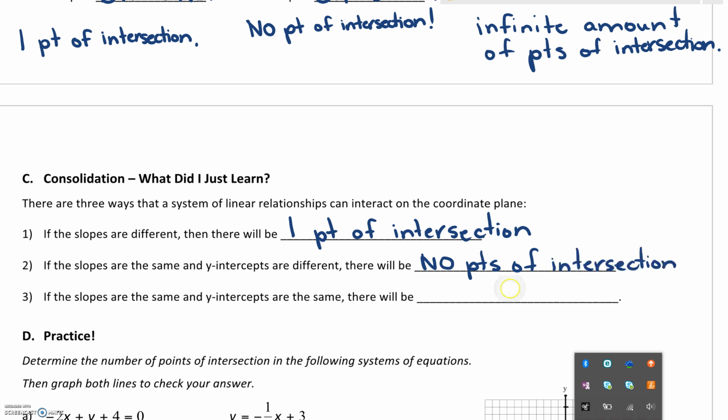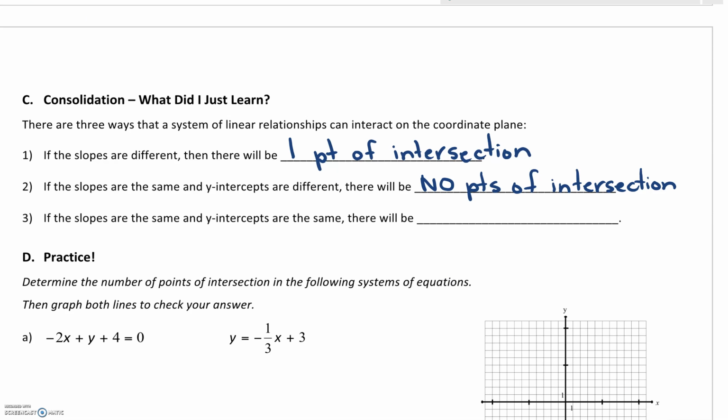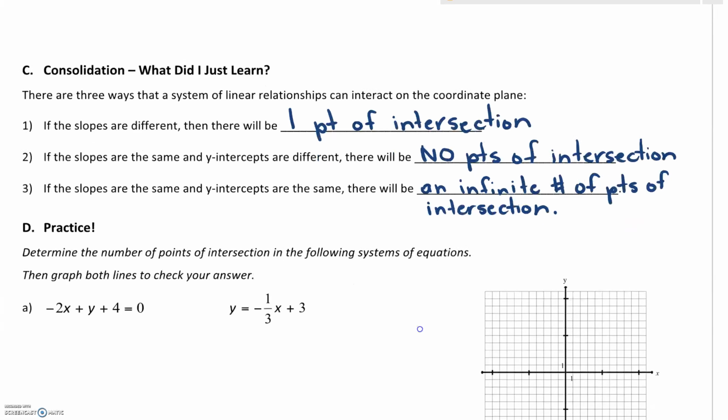And then finally, we have the last situation, which would happen here. If the slopes are the same and the y-intercepts are the same, then there will be an infinite number of points of intersection, which means there's an infinite amount. Like there's just so many that you can't really name how many there are. There's just so many of them.